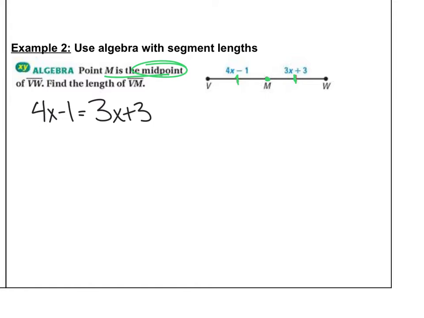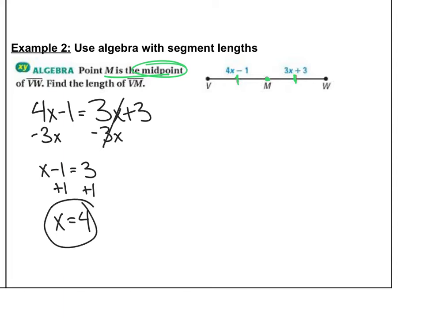So we are trying to find out what x is. Move all your x's over to one side. I'm going to subtract 3x on both sides. Cancels that out. I get x minus 1 equal to 3. I'll add 1 to both sides. I will get x equal to 4.